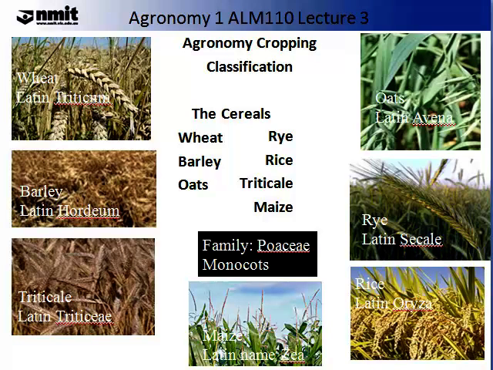So let us have a look in detail about some of the crops that are grown around Australia. We will look at these crops according to some simple classification. The first group we will deal with are the cereals. These will include wheat, barley, oats, rye, rice, triticale and maize. On this slide I have listed the family that all of these belong to. You will also note that these are a type of plant called monocot.